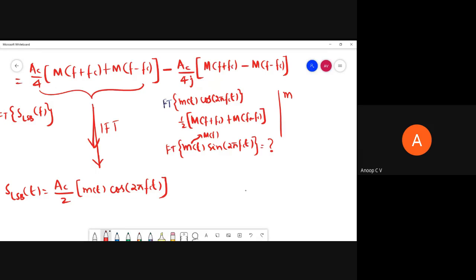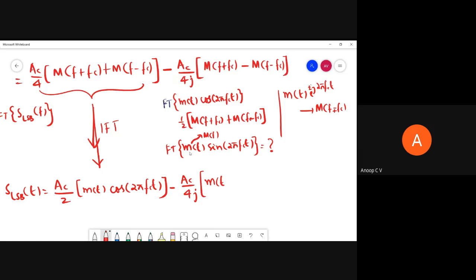So we know m(t) into e^(j2πfct), that is the frequency shifting property. Its spectrum is equal to M(f − fc), or in general, m(t) times e^(±j2πfct) will be M(f ∓ fc). So I have M(f + fc) here, and I'll write here −Ac/4j, which is a constant. What will be the inverse Fourier transform of M(f + fc)?